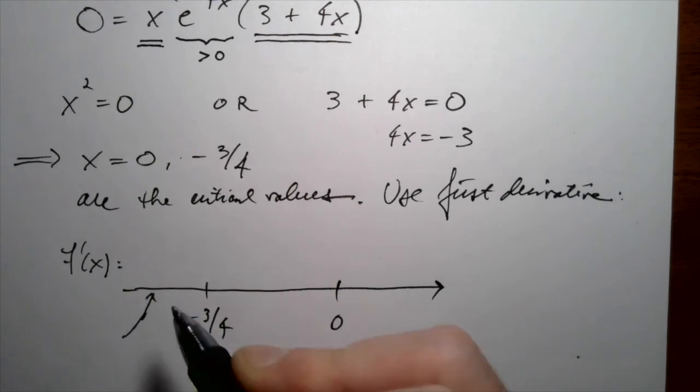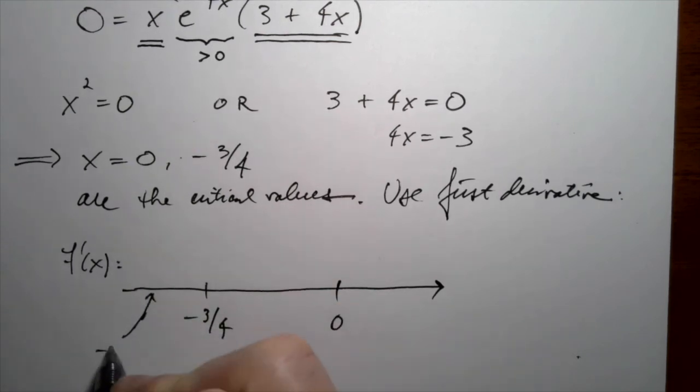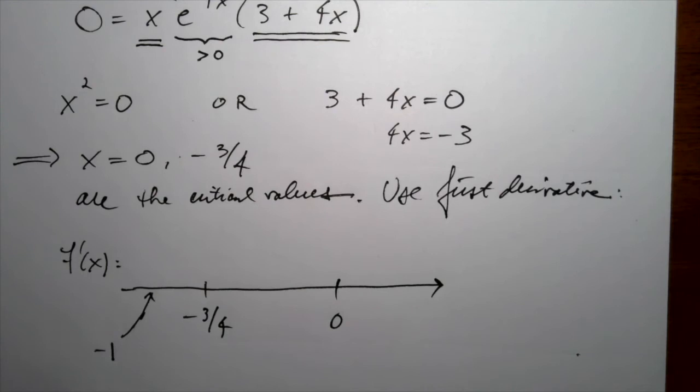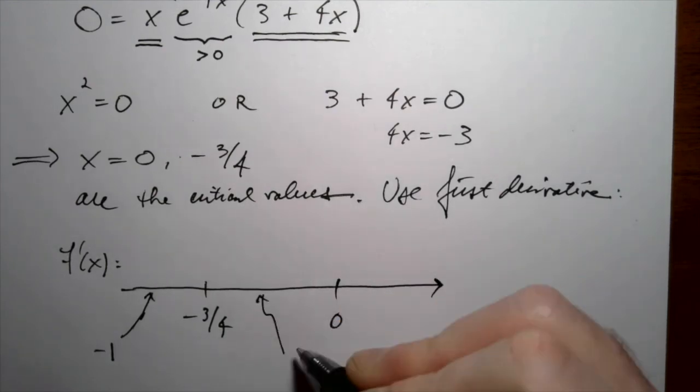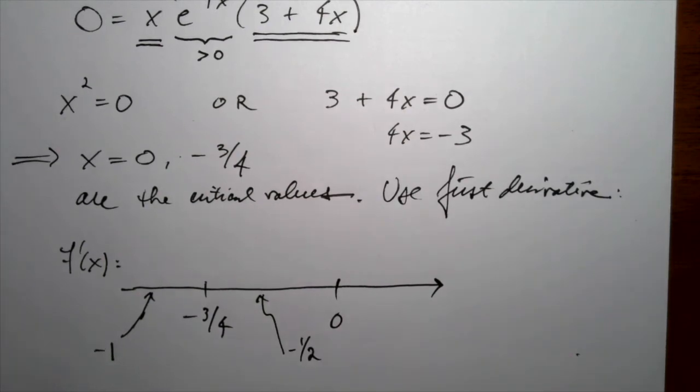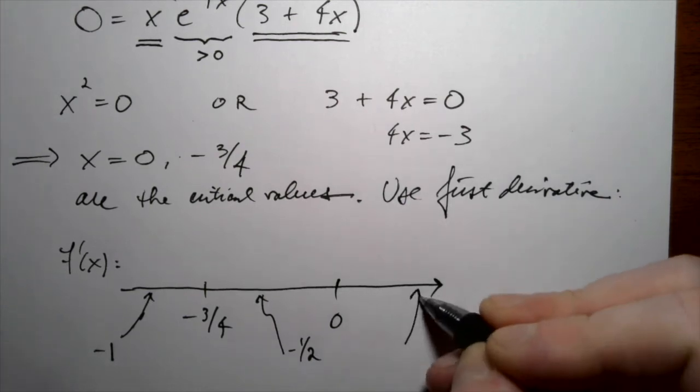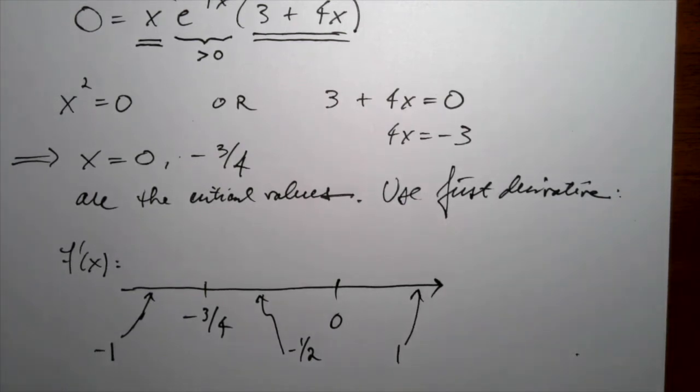So here's a nice easy test point. How about minus 1 to the left of minus 3/4? And then we could use minus 1/2. That's in between minus 3/4 and 0. And then we could use, how about just 1 to the right of 0? Which numbers you choose isn't so important, just something that you can actually compute.